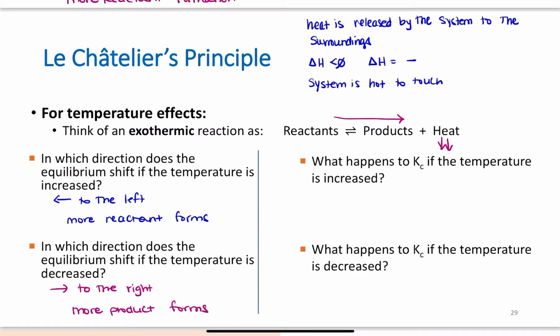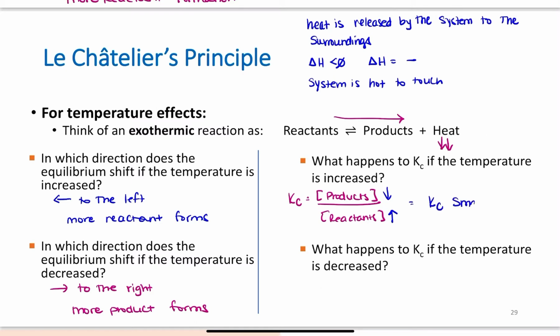What happens to Kc if the temperature is increased? Well, remember what Kc is, you've got your products over your reactants. If I increase the temperature, my concentration of products will decrease. My concentration of reactants will increase. So Kc becomes smaller.